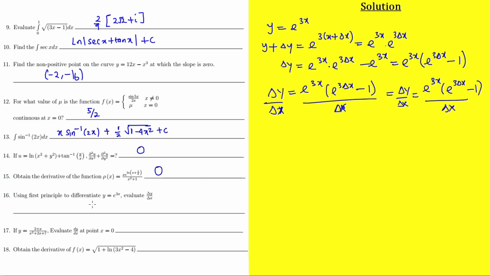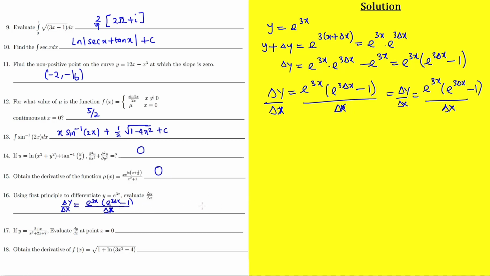So the answer to this question is that my delta y over delta x is simply e raised to the power 3x, open bracket, e raised to power 3 delta x minus 1, over delta x. Okay, so that's just your final answer.